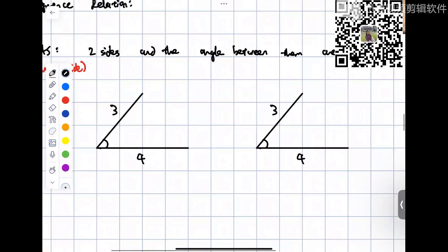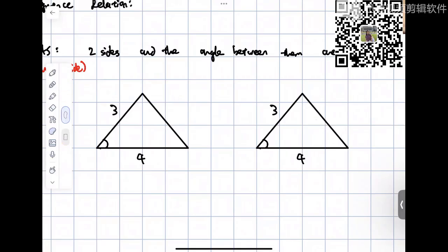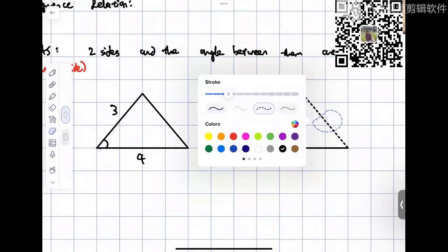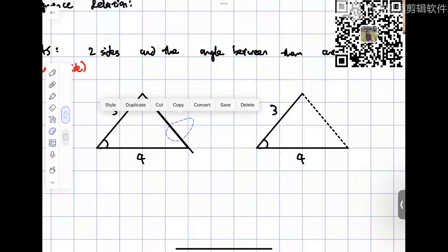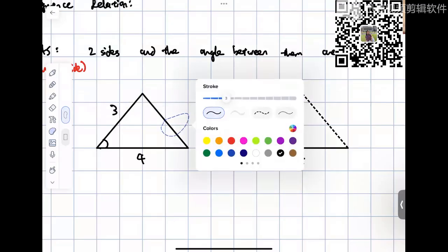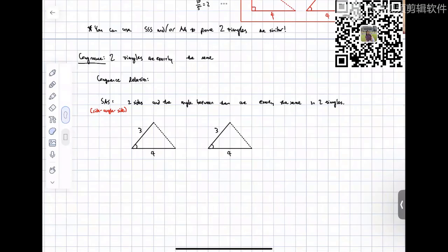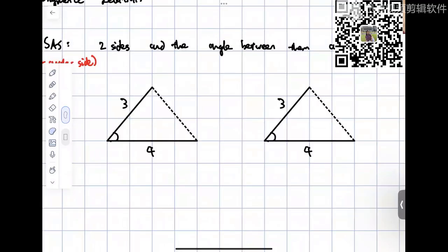So you see in these two triangles, two of the sides are the same, the 3 and 4, and the angle between them is also the same. So this shows that the two triangles are congruent. And it definitely looks like these two triangles are congruent, right? Like they look exactly the same.